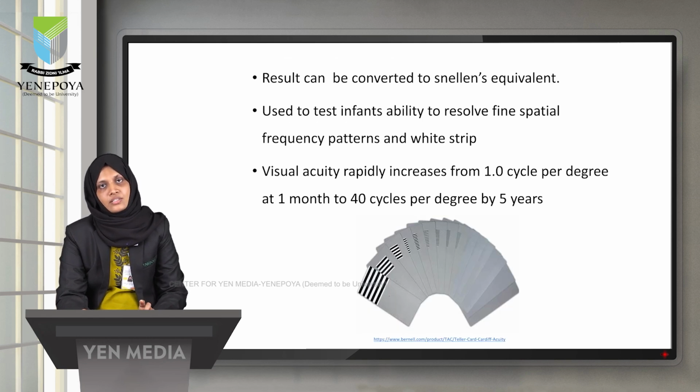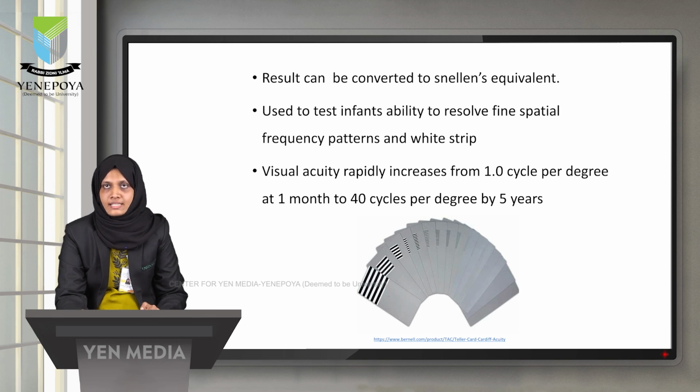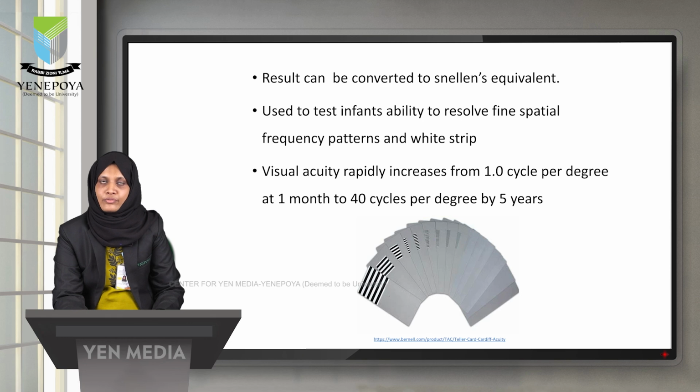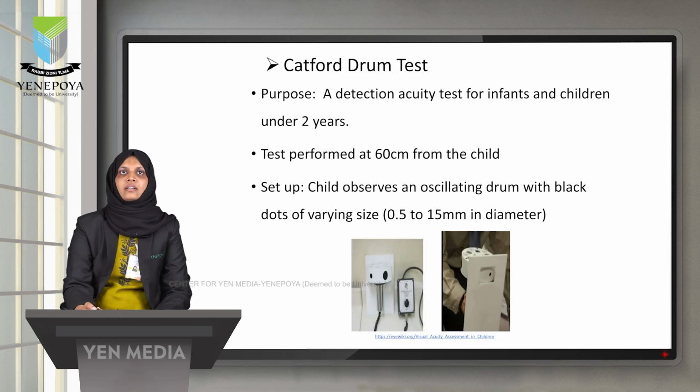It consists of black and white patterns, and there are 70 cards, with the stripe size reduced in each card. What we are assessing here is how well the baby or child can find the fine stripes or pattern on the card. Visual acuity rapidly increases from 1 cycle per degree at 1 month to 40 cycles per degree by 5 years. Next, moving to the CAD4 drum test.